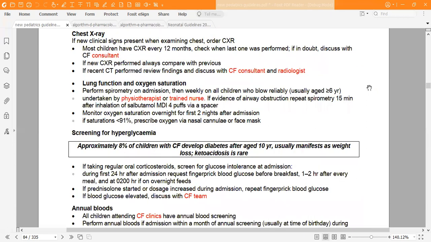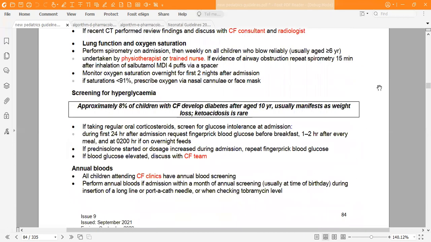Screening for hyperglycemia. Approximately 8% of children with CF develop diabetes after age 10 years. It usually manifests as weight loss. Ketoacidosis is very rare in this situation.